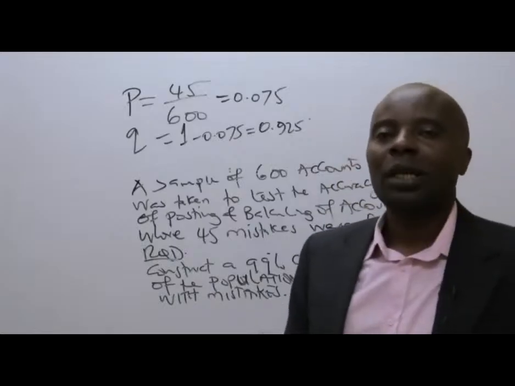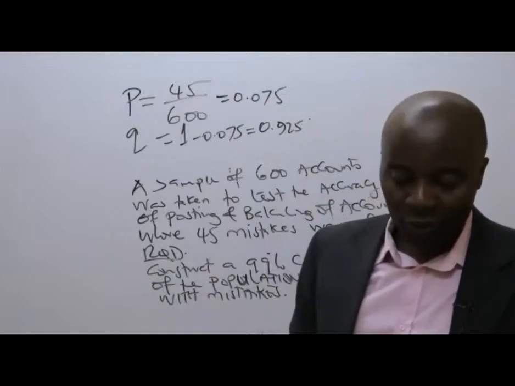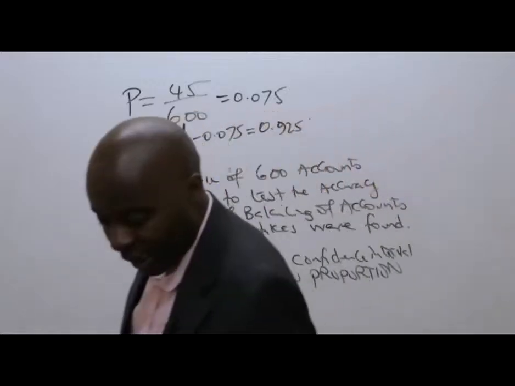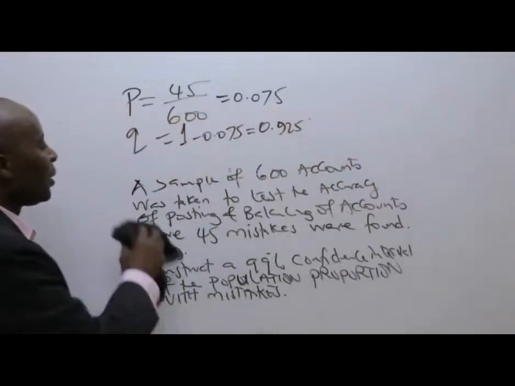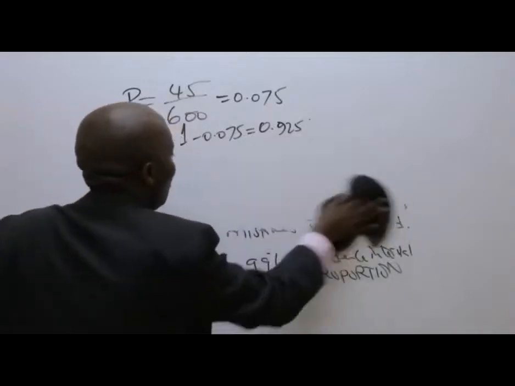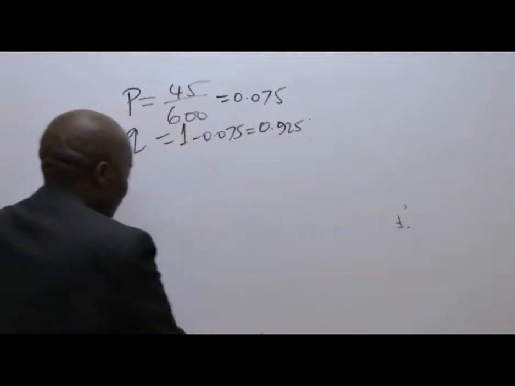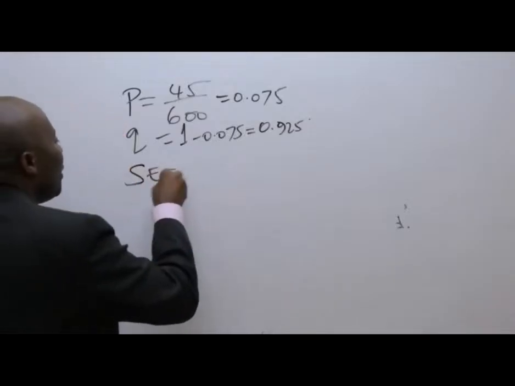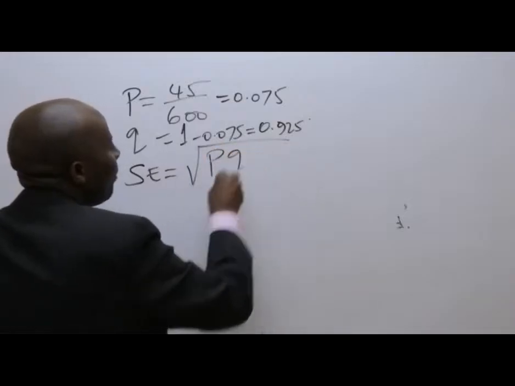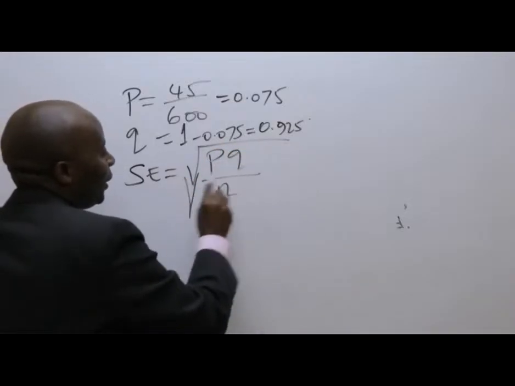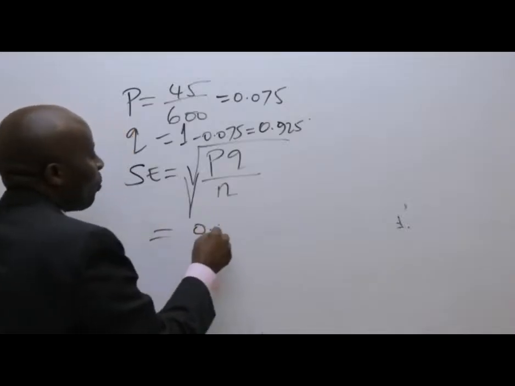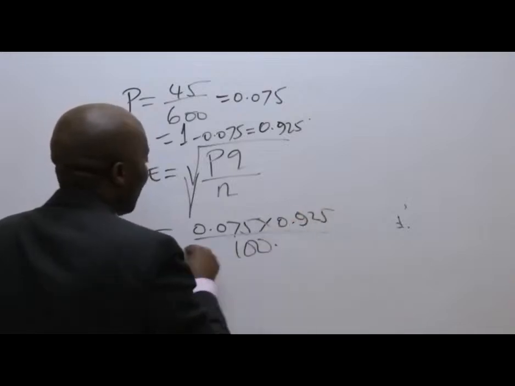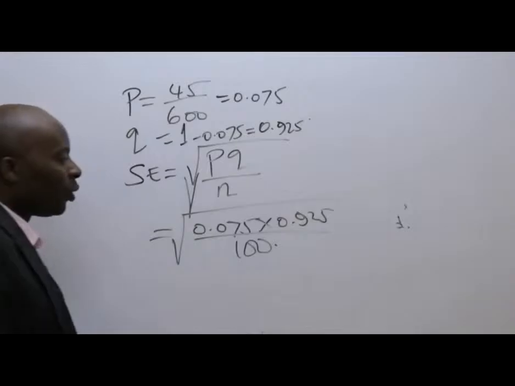Who is able to calculate that standard error for us? What do we have here for the standard error? In the case of proportions, our standard error is obtained by multiplying the two, and then dividing. So we'll take 0.075 times 0.925, and whatever we get, we divide by N.